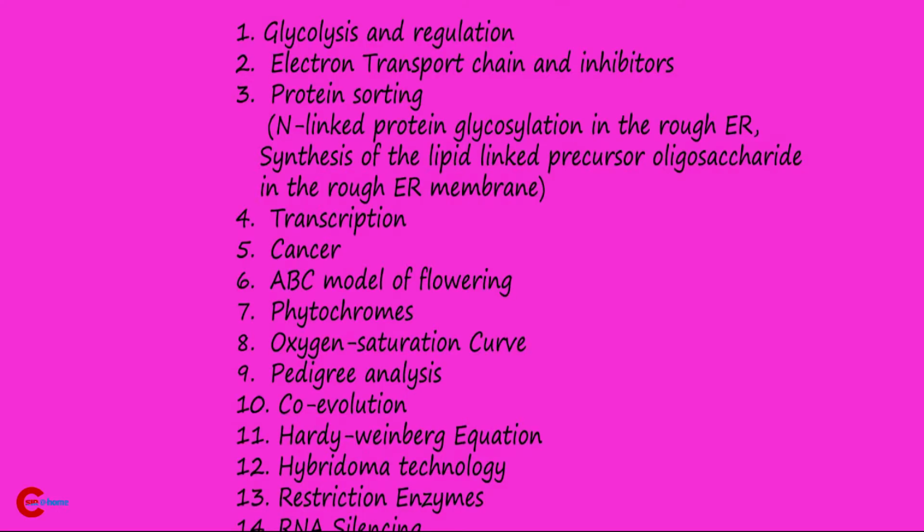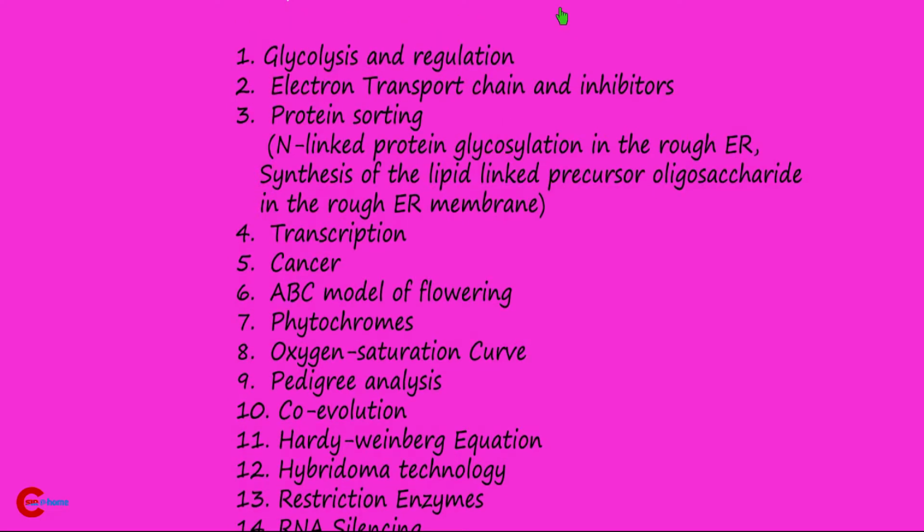In this video, we will discuss the important topics for the CSIR examination. The important topics are glycolysis and its regulation. Regulation is important. Then electron transport chain and its inhibitors. Then protein sorting, in which N-linked protein glycosylation is very important. Then transcription, cancer, and the ABC model of flowering, which is very important.